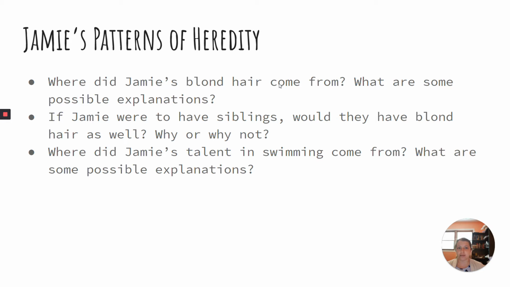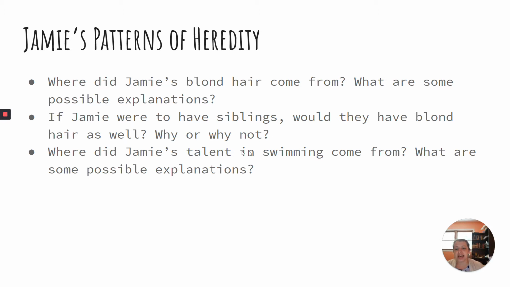If you want to pause this video, take a couple minutes, think about what you've heard about DNA, what you've heard about chromosomes in the past couple of weeks. Why would she have something different from her parents? If Jamie were to have siblings, would they have blonde hair as well? Why or why not? Again, you can pause this video and really think about it. So, Jamie has a little sister, a little brother. Are they going to have blonde hair too? For sure?